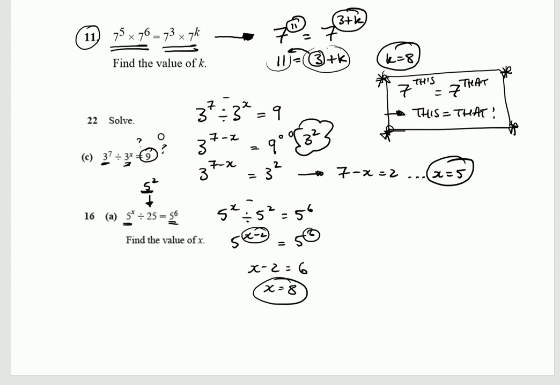The same thing is going on with this question. 5 to the power of x divided by something equals 5 to the power of 6. Well, this something is the odd one out and must be dealt with. It's 5 to the power of 2. I can use my laws of indices and then use the this equals that idea to solve my equation. And those are all the solutions for this worksheet.